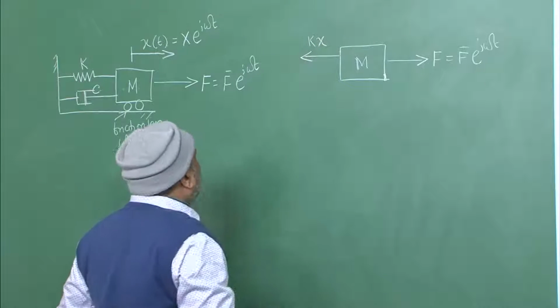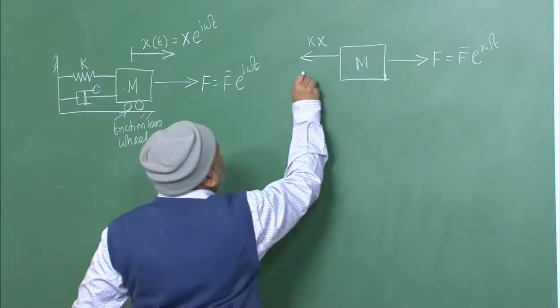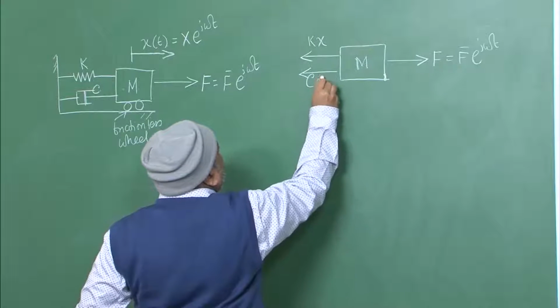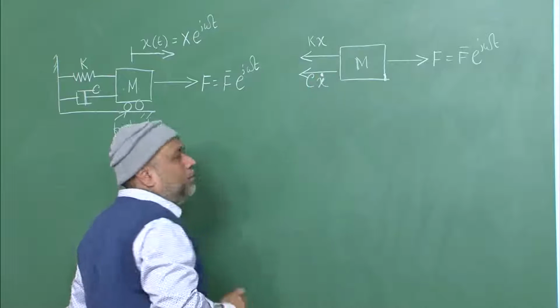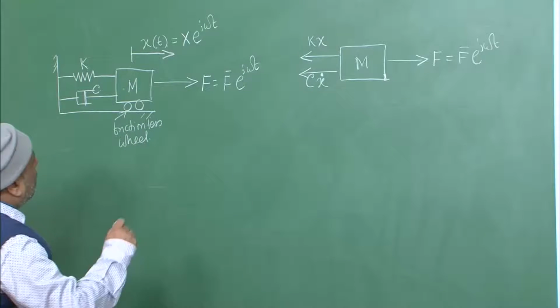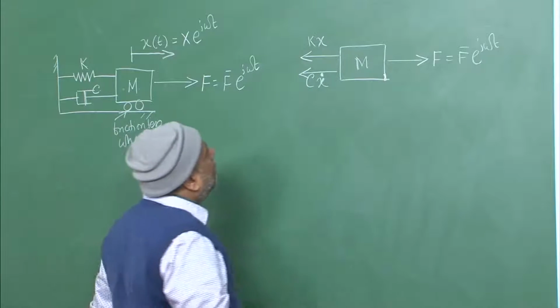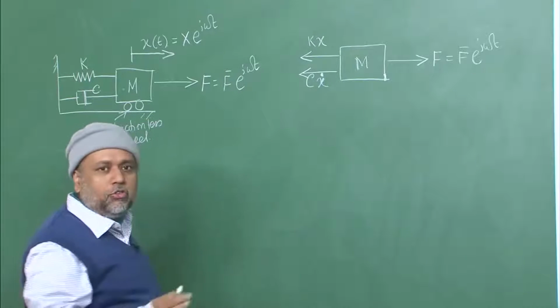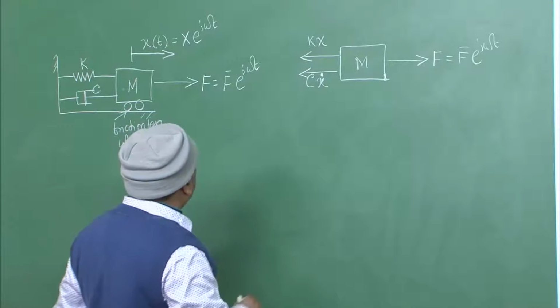So, it is k x, and also the damping force is proportional to the viscous damping here, that is, to the velocity of the system, which is what we have just now discussed. Now, in addition to that, for dynamic equilibrium there has to be an inertia force in the system.